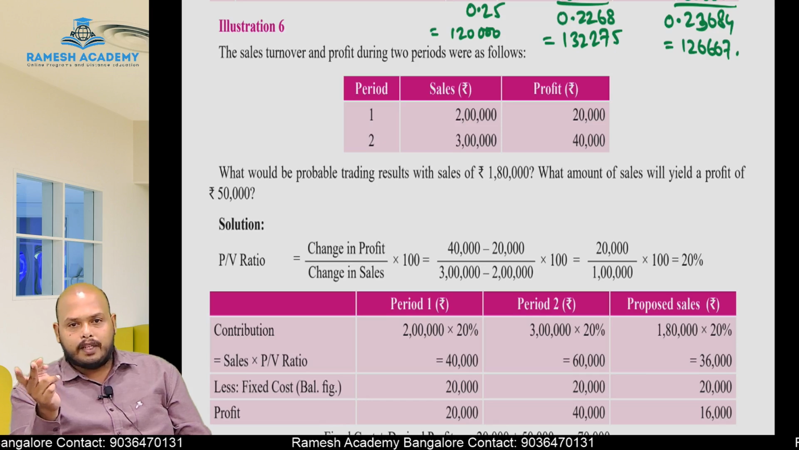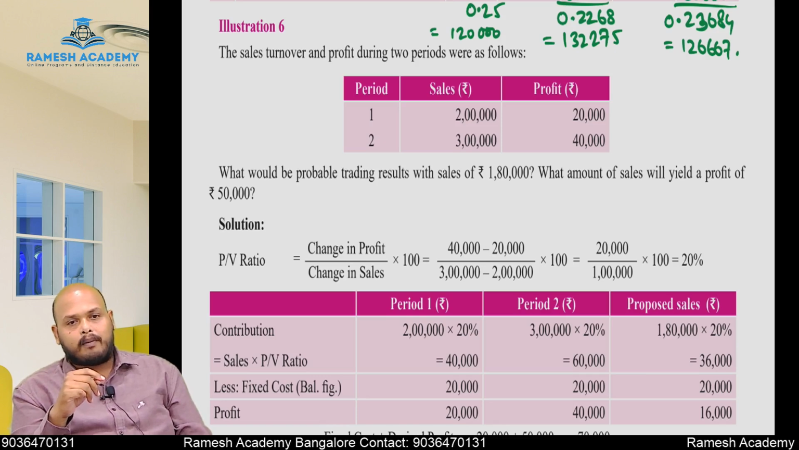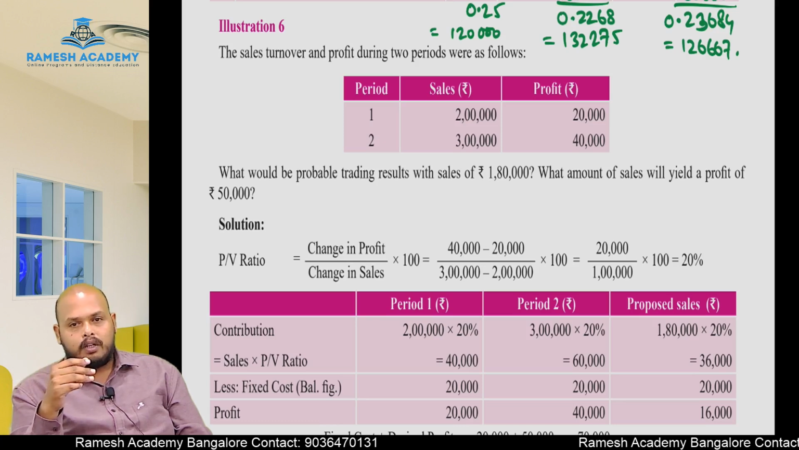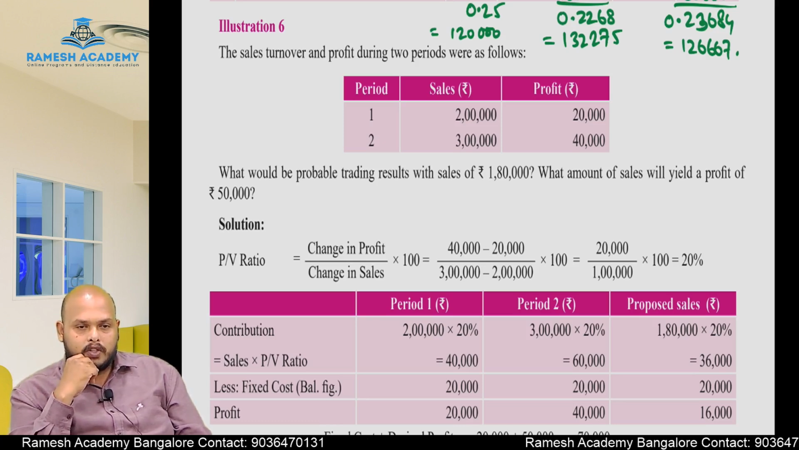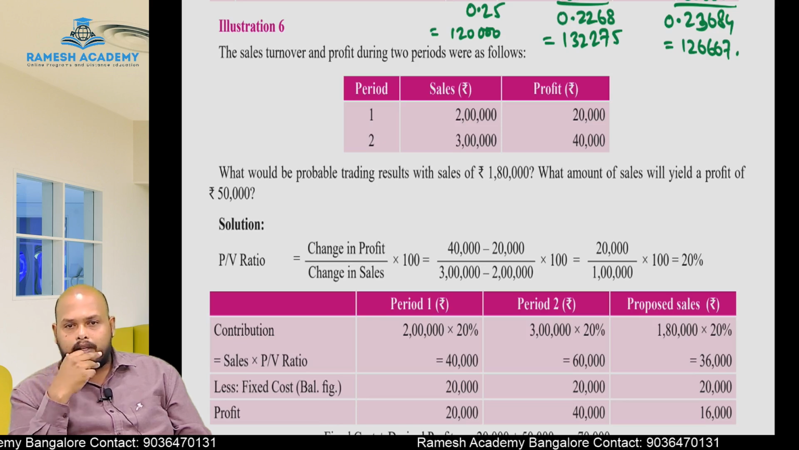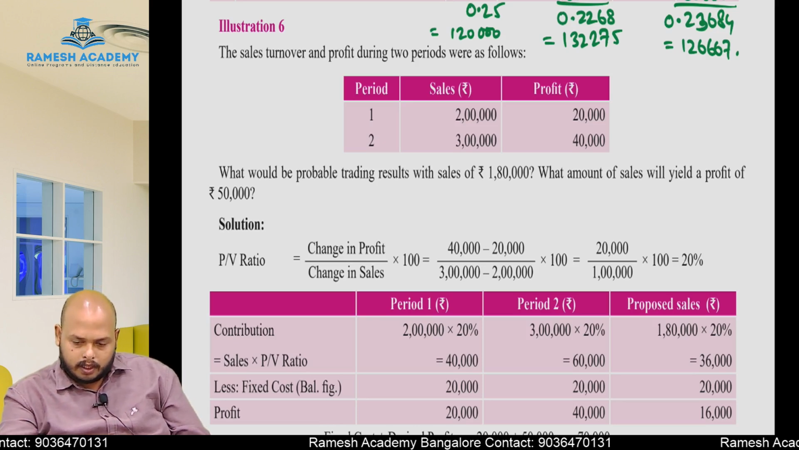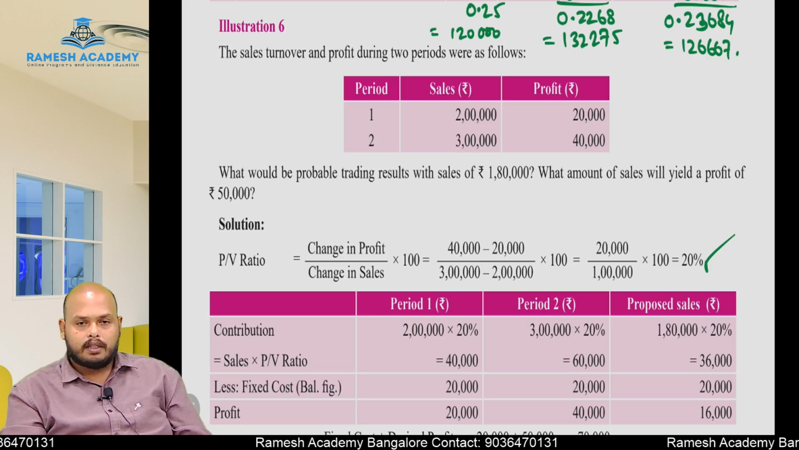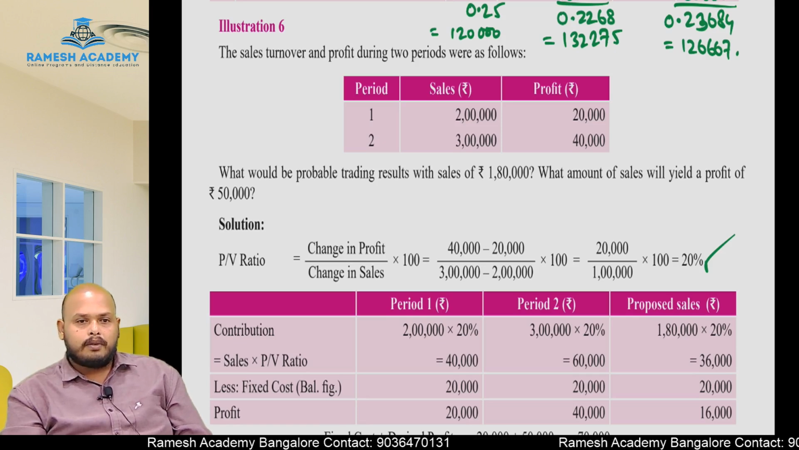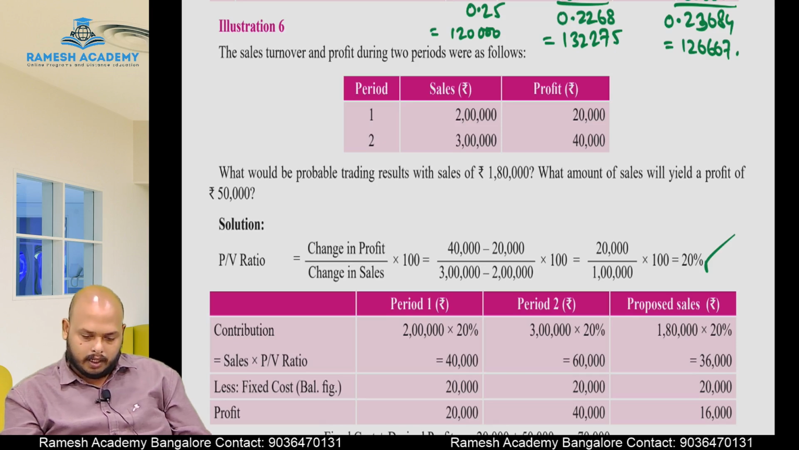If you see, they gave the profit for 2 years and sales for 2 years. To calculate PV ratio, what is the formula we can use? Immediately you have to remember, contribution by sales is of no use here. We have to use another formula for PV ratio. Change in profit divided by change in sales. 40 minus 20 by 3 lakhs minus 2 lakhs into 100. So 40,000 minus 20,000 is 20,000. 20,000 by 1 lakh into 100 is nothing but 20%.